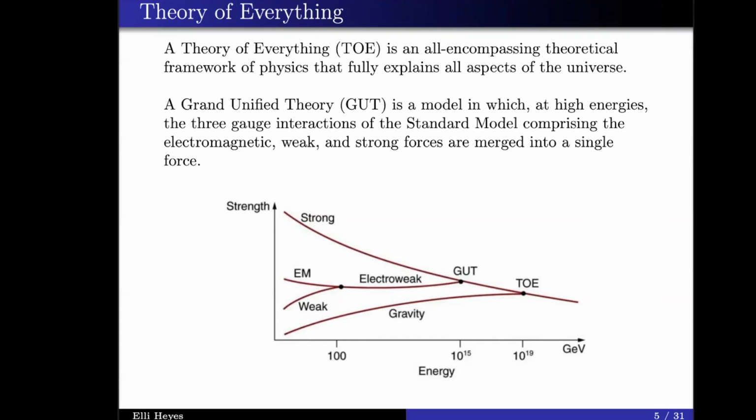At low energies of just a few electron volts, all of the forces look very different from each other. Then as you increase the energy to around the order of 100 gigaelectron volts, the weak and the electromagnetic force become unified. And this is actually proven experimentally, because 100 gigaelectron volts is an energy we're capable of reaching in experiments.